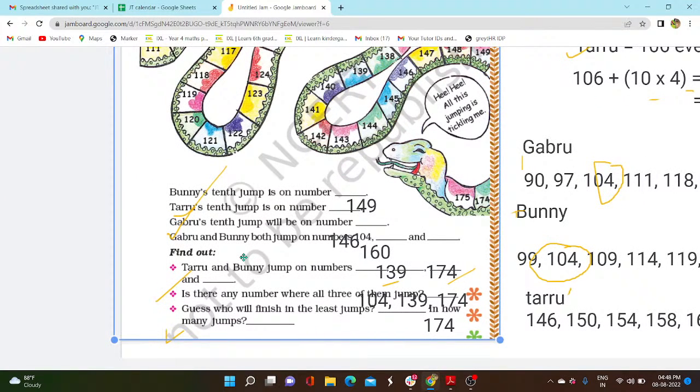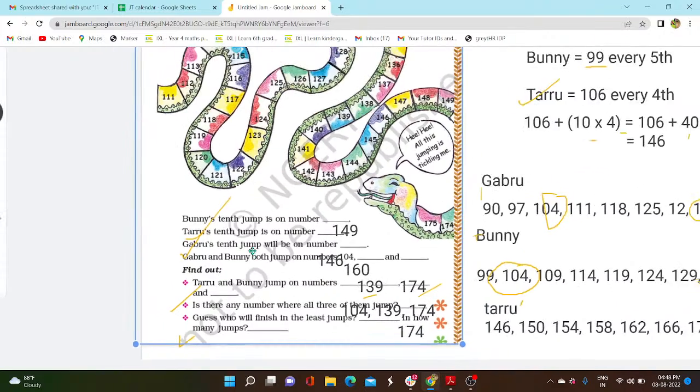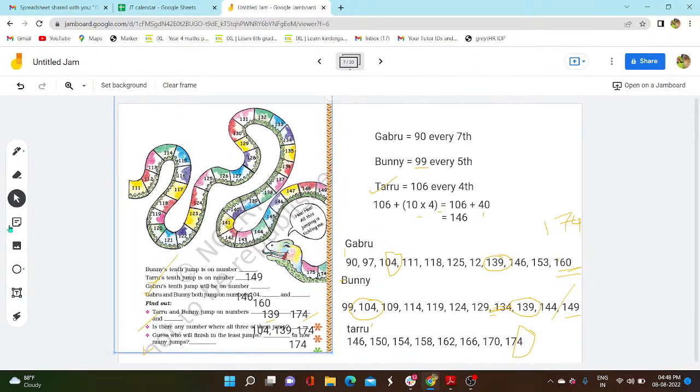Now let's come on to the very last question. The last question says, guess who will finish in the least jumps? So we have to find out who will finish in the least jumps, who will take the least number of jumps to finish. So what do you think? Gabru is starting from 90, Bunny is starting from 99, and Taru is starting from 106. Who will take the least number of jumps in order to finish?